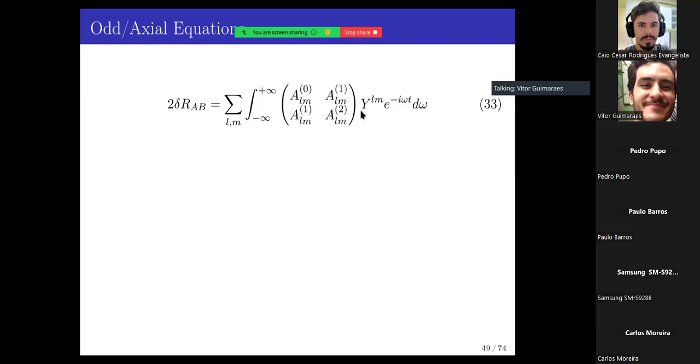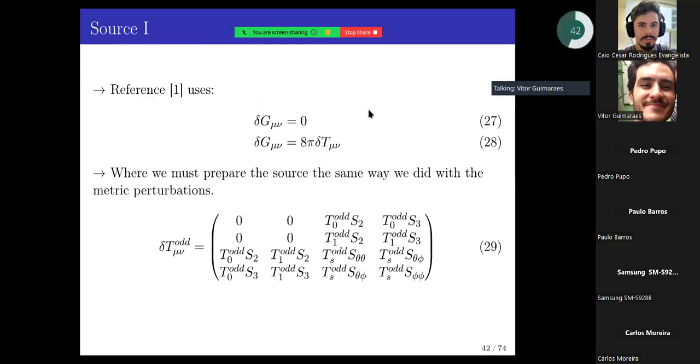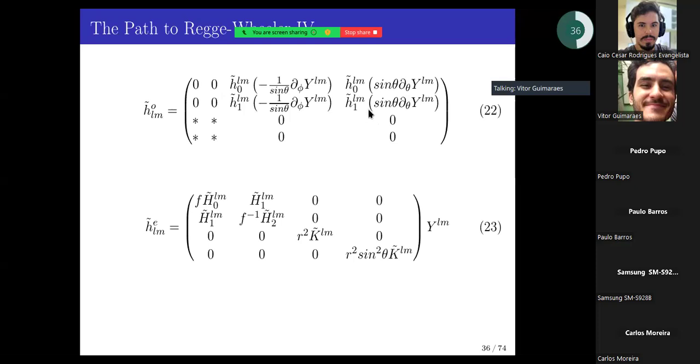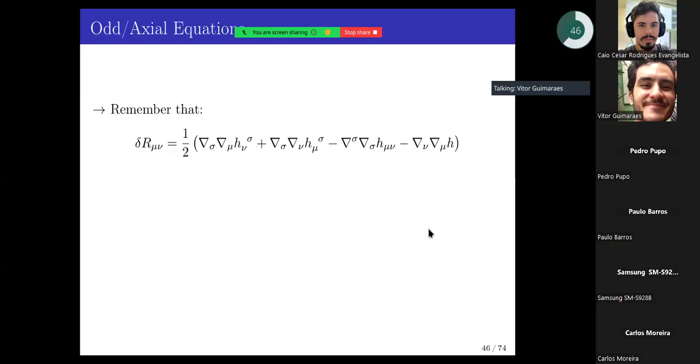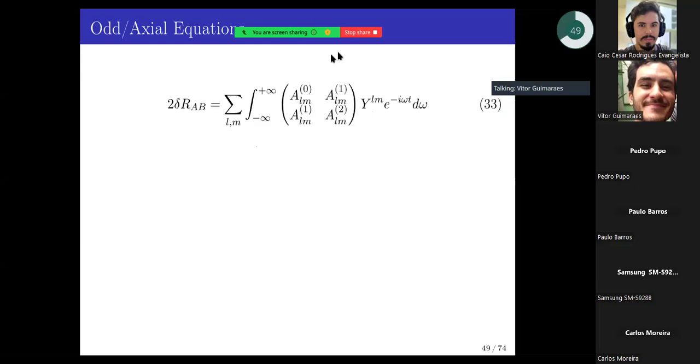Okay, so all of them are multiplied by Y, which makes sense, right? Remember how the perturbation looks. We're taking the first and second derivatives of these components here, which are multiplying the scalar spherical harmonic. So this is what is happening here. Encoded into these functions are the first and second derivatives of the metric perturbations, right?